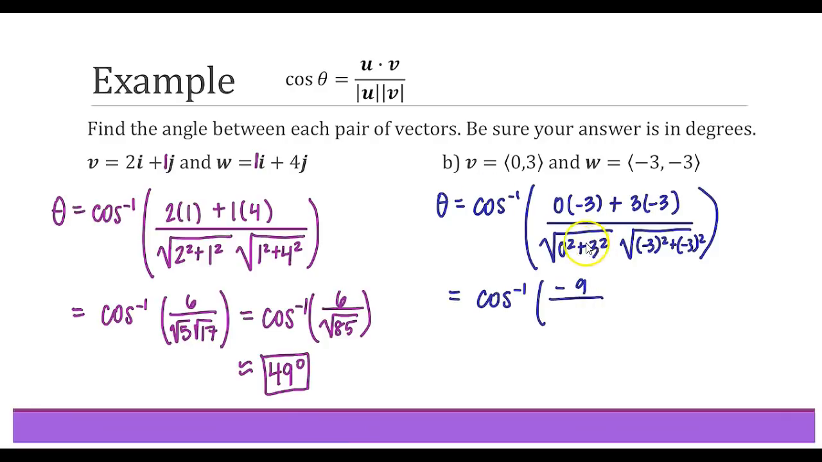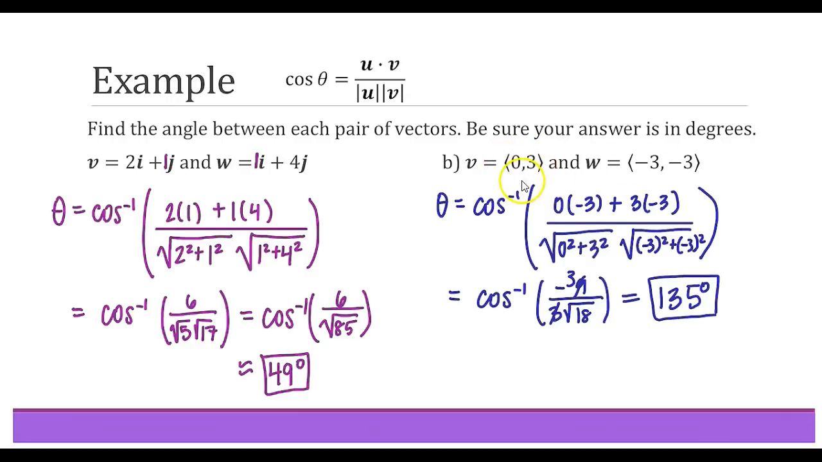In the denominator, this right here is just the square root of 9, so that's 3, and then times the square root of 18. So I can simplify this here. There would be a negative 3 on top. And so this value is exactly equal to 135 degrees.